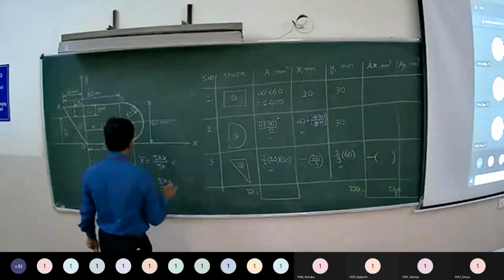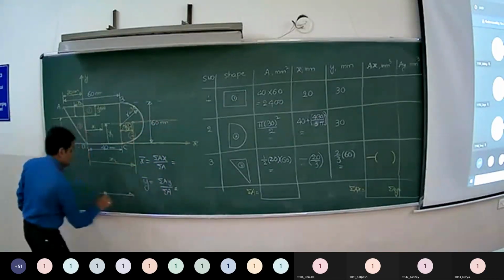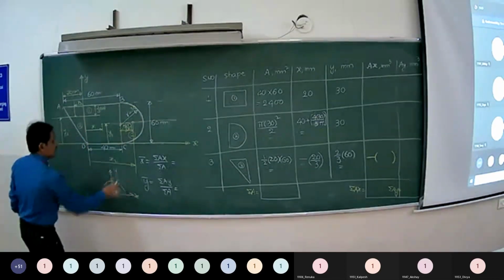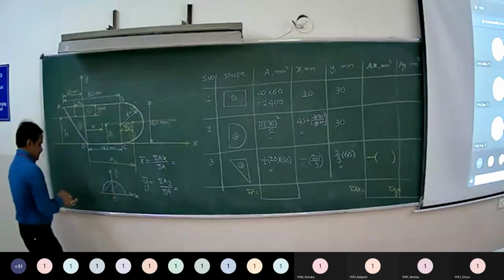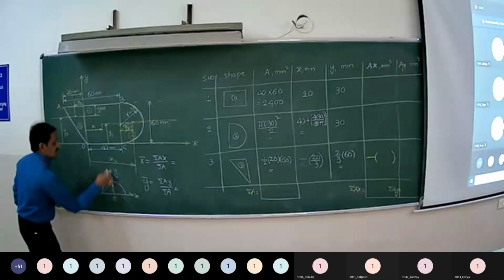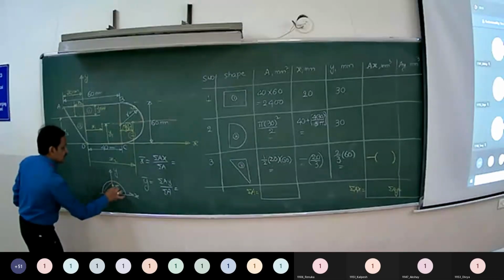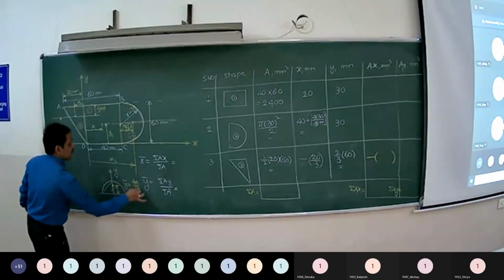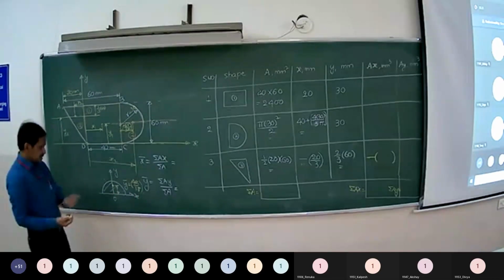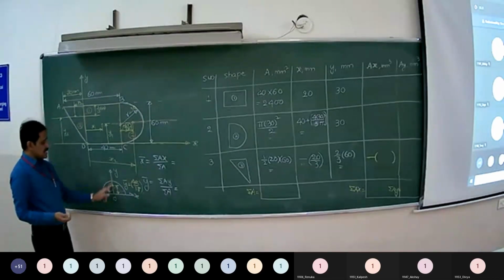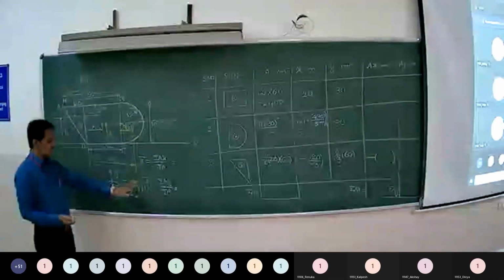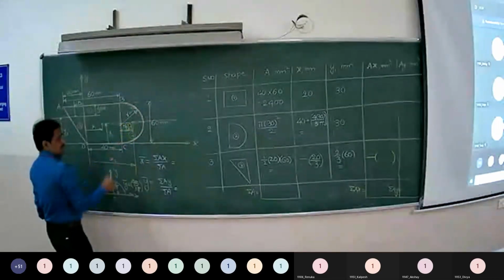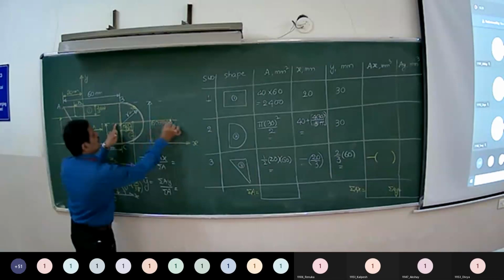If you refer to the formulas, suppose this is the x-axis and y-axis. The centroid of the area will be located on the y-axis, being symmetric. That is, y bar is 4r by 3 pi, right? So this centroid will be located on the symmetrical axis, from the base of the semicircle at a distance of 4r by 3 pi.